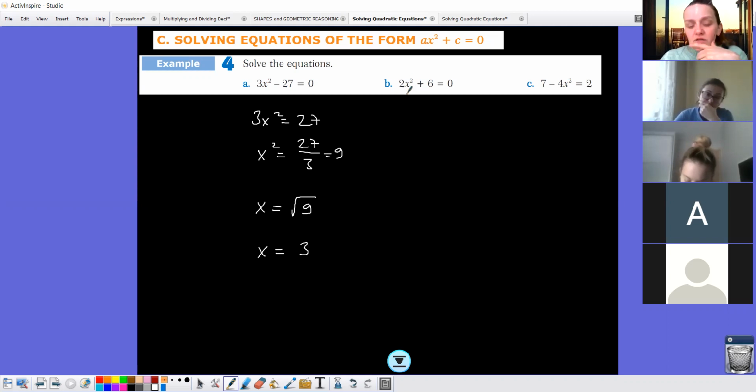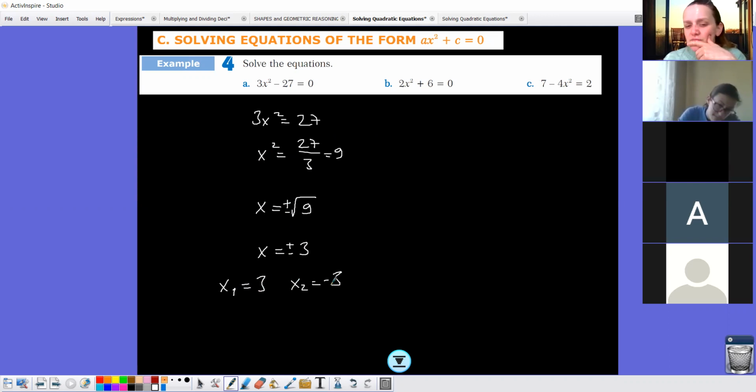One more thing not to forget: when we are taking the square root of some number, we have here plus and minus. Do you remember why? Because minus 3 squared is also 9, and 3 squared is also 9. So as you see, here we'll have x1 as 3, x2 as minus 3. So we have two solutions. Yes, we have two solutions.